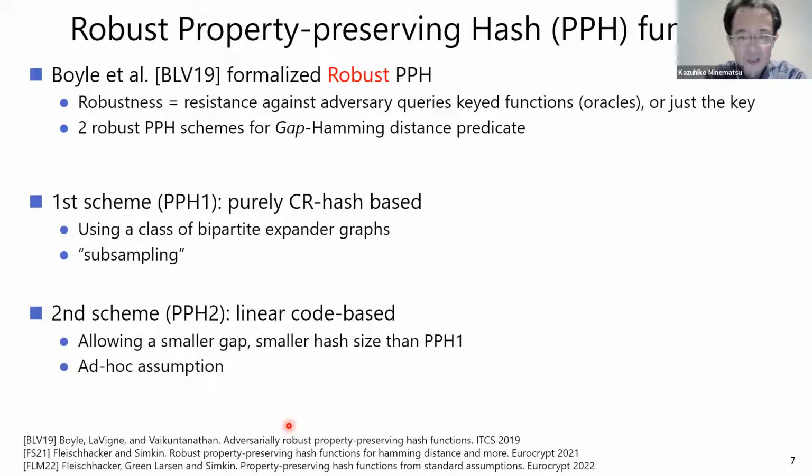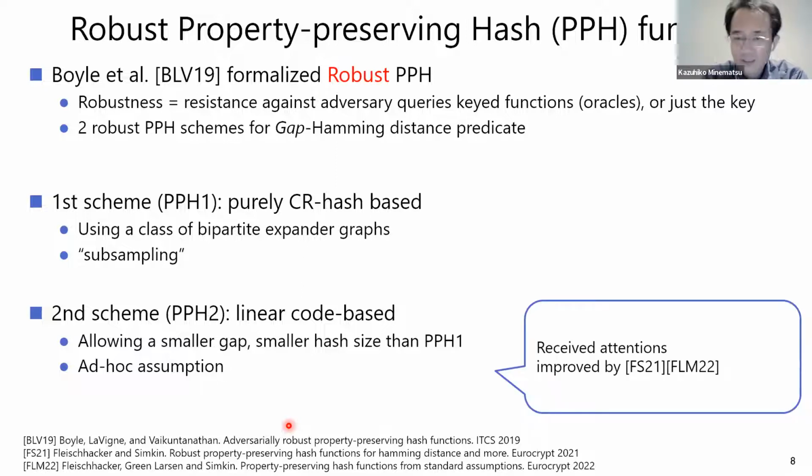The second scheme, PPH2, is a linear code based one, and it allows a smaller gap in terms of the parameter of the gap Hamming predicate and has a smaller hash size than PPH1. But unfortunately, it relies on an ad hoc assumption, something close to the hardness of decoding a random linear code.